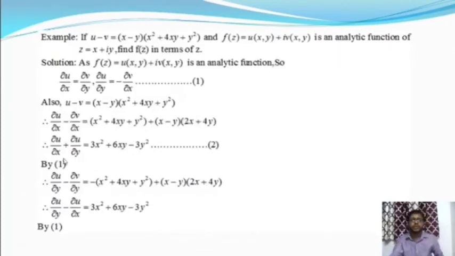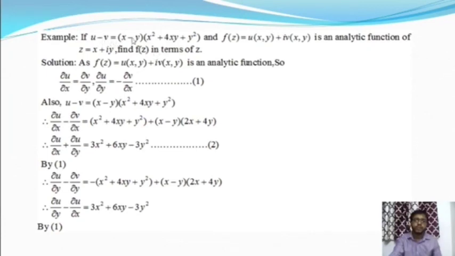Okay, so next I will take one more example of the Milne-Thomson method. So here is the example. If u minus v is equal to x minus y into x square plus 4xy plus y square, and f of z is equal to u of x comma y plus i into v of x comma y is an analytic function of z is equal to x plus iy, then find f of z in terms of z.